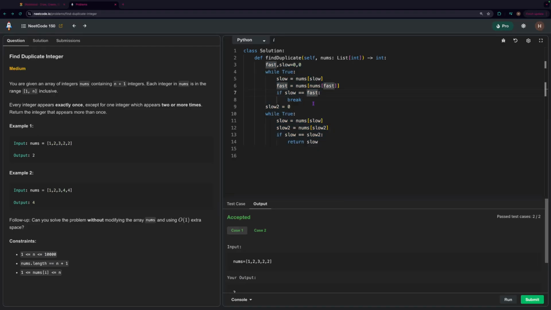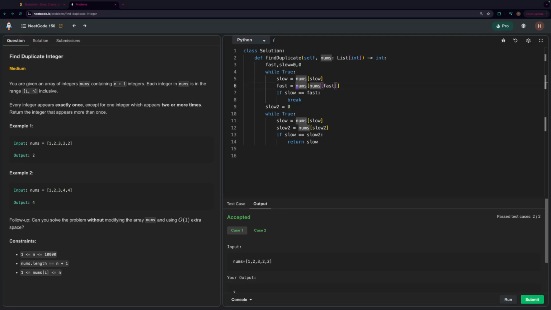So essentially what I'm doing here is I'm using that algorithm. So we have a slow pointer and a fast pointer, and the fast pointer moves twice each time. So slow, we go nums slow. So we start at 0, of course. So nums slow takes you to index 1, which is 2.